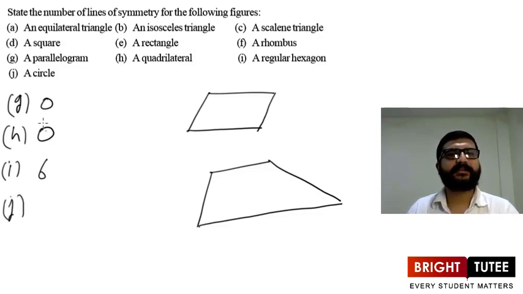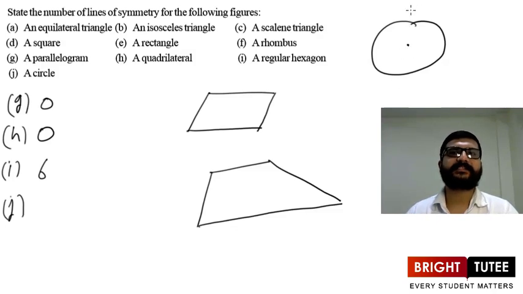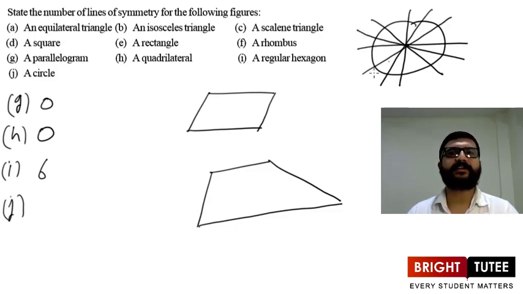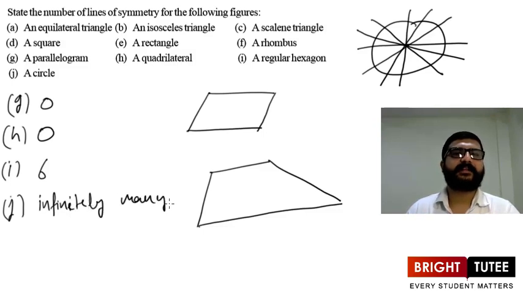Now the J part of the question, a circle. Suppose we are having a circle. How many lines of symmetry can we have? Suppose this is the center. Any line passing through the center will be a line of symmetry, or we can say every diameter of this circle will be a line of symmetry. And how many diameters can we draw? We can draw infinitely many diameters. So the answer for this one will be infinitely many lines of symmetry can be drawn for a circle. So we are done with all the parts of this question. Now let's move to the next question.